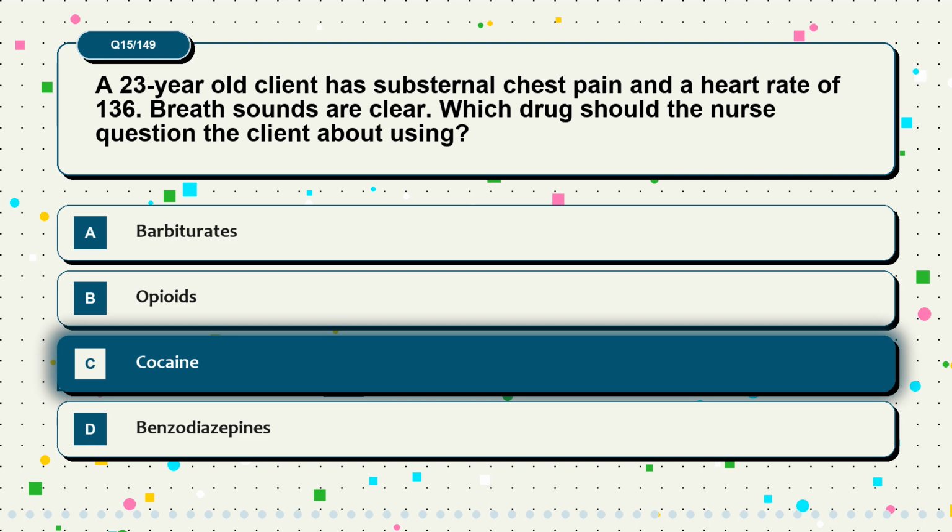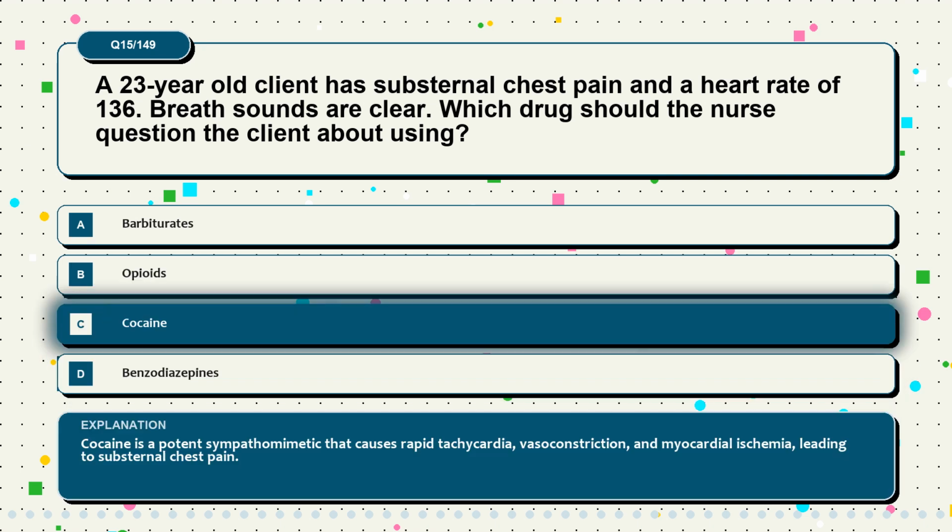The correct answer is option C, cocaine. Cocaine is a potent sympathomimetic that causes rapid tachycardia, vasoconstriction, and myocardial ischemia, leading to substernal chest pain.